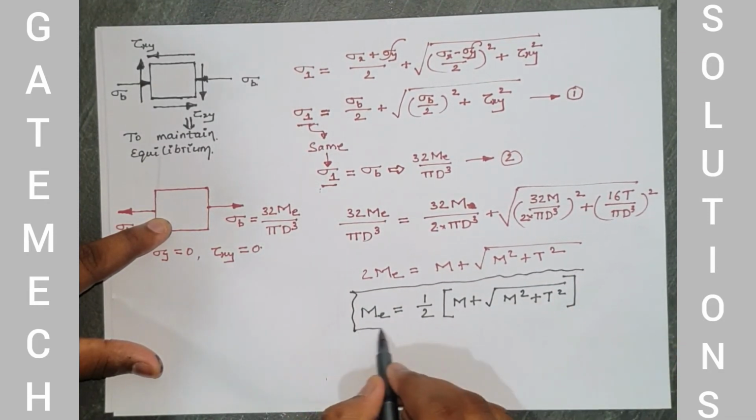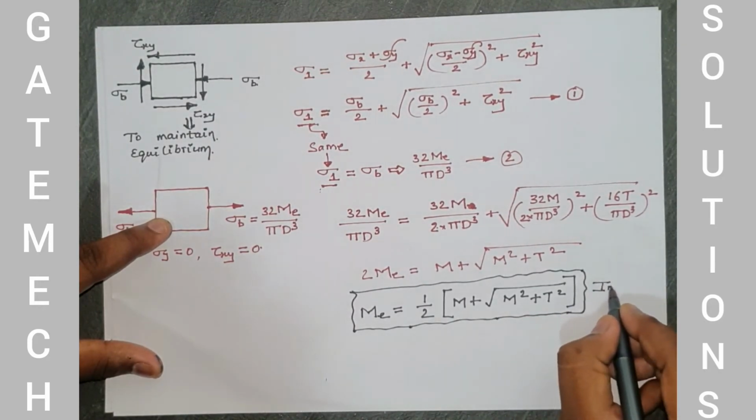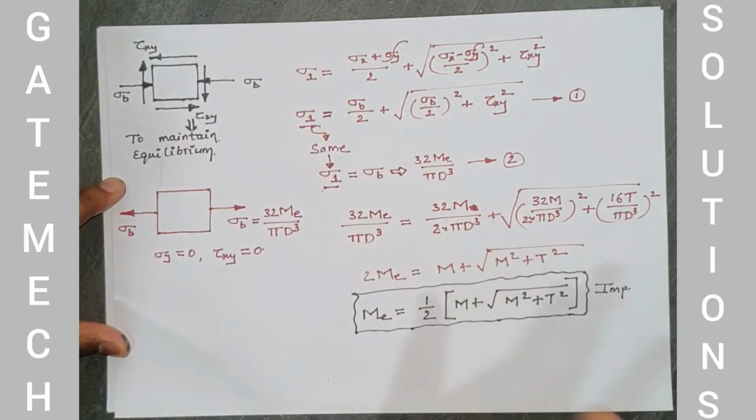So this is the formula you need to remember if you are preparing for the GATE examination. From the GATE point of view this formula is important, but from the interview point of view, the total derivation should be remembered. The derivation has to be remembered.